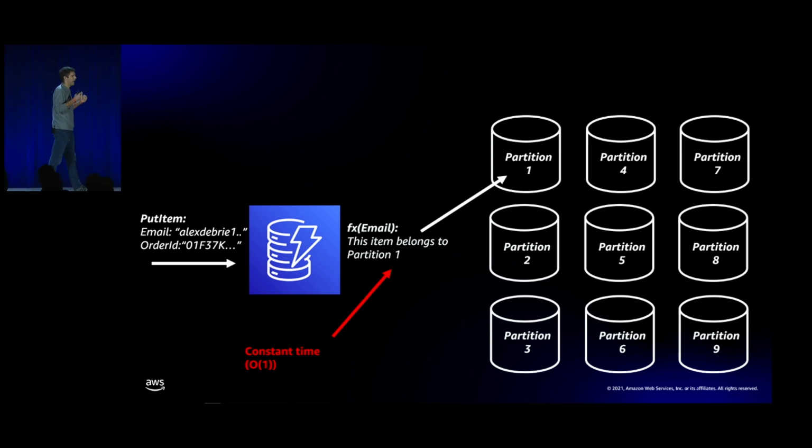So even if I have a 10 terabyte table and I issue a read request in it, that read is going to come to that request router. It's going to hash that partition key and figure out which partition it belongs to. That's a constant time operation, and immediately I'm going from a 10 terabyte table down to a 10 gigabyte table to find my item.